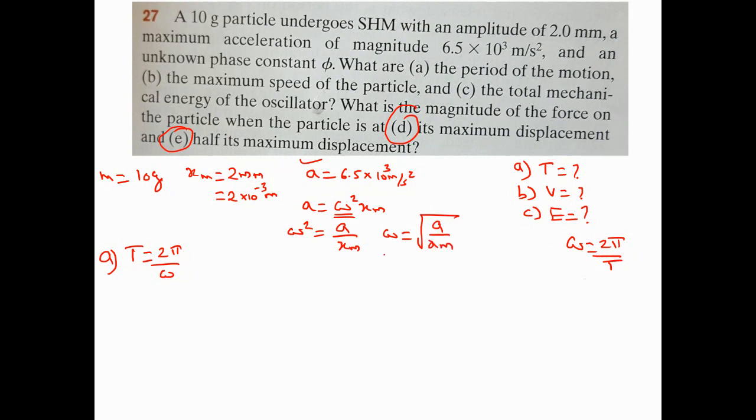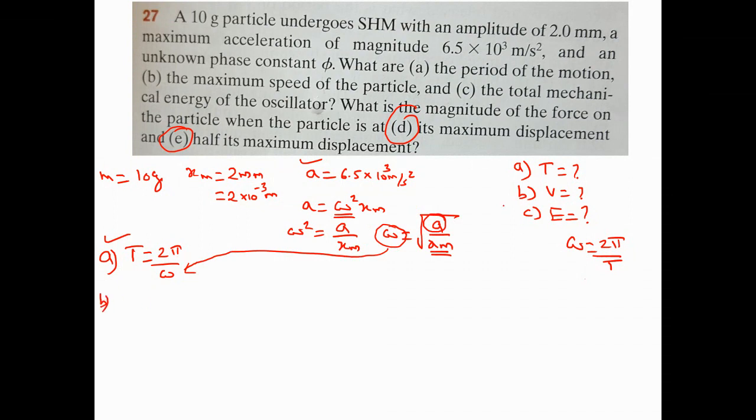Am I right? Yes. So I have the acceleration in the question, and I have the amplitude in the question. With the help of this, I can find the omega. Now take this omega and substitute here. You will get the answer for the first question. Am I right? Yes. Okay, let's move to the second question.